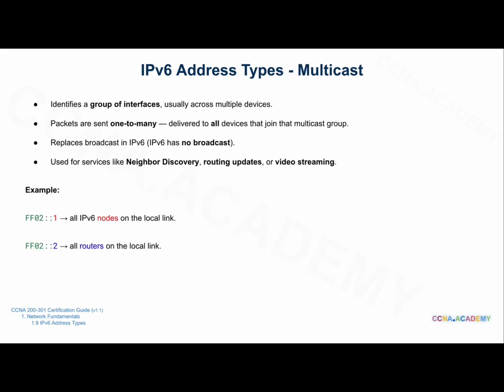Multicast identifies a group of interfaces, usually across multiple devices. It's a one-to-many delivery method. IPv6 uses multicast instead of broadcast for things like neighbor discovery, routing updates, or video streaming. For example, FF02::1 targets all IPv6 nodes on the local link, and FF02::2 reaches all routers on the local link.